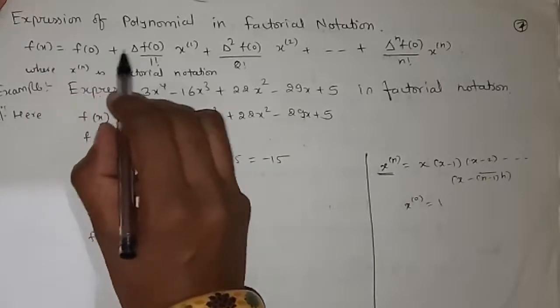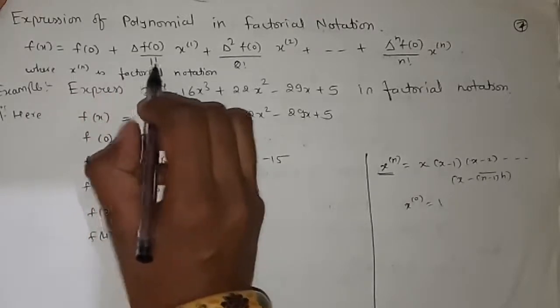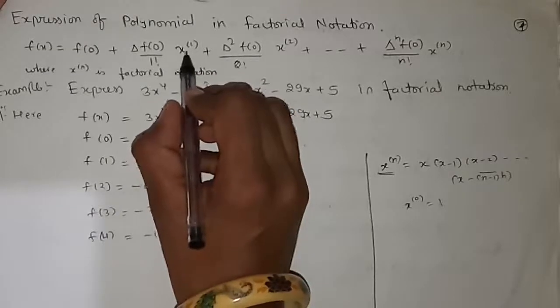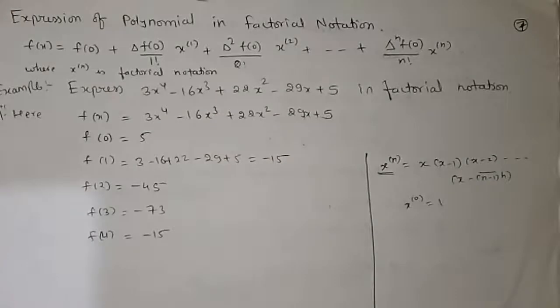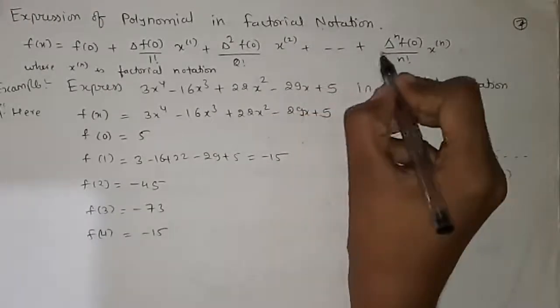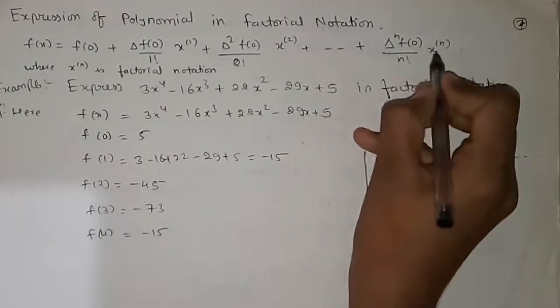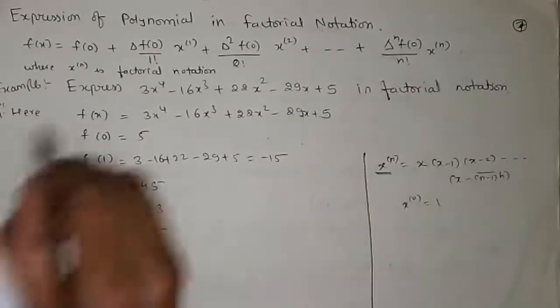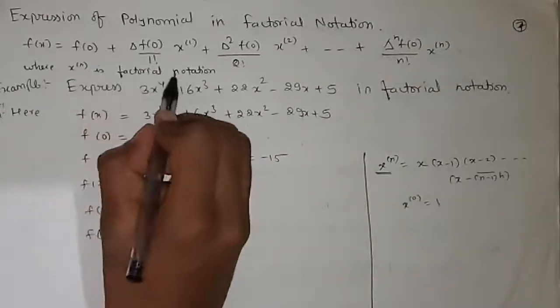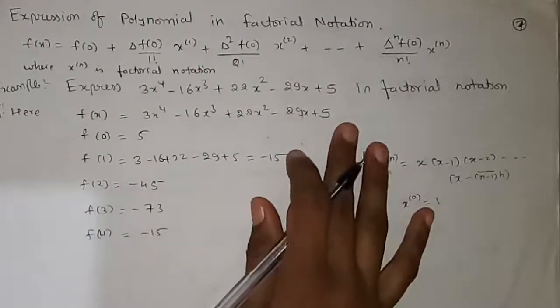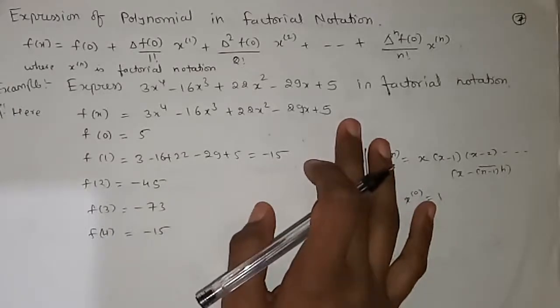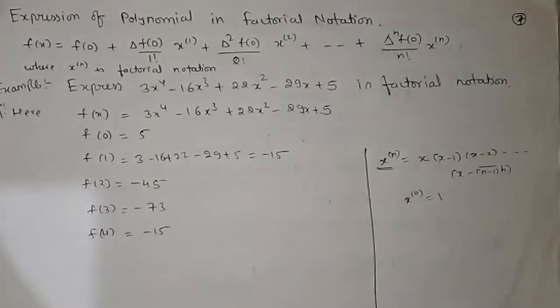f of 0 plus delta f of 0 upon 1 factorial x plus delta square f of 0 upon 2 factorial x square, up to delta raised to n f of 0 upon n factorial x to the power n in factorial notation, where x to the power n is in factorial notation. So this is the formula which we will use to express any polynomial in factorial notation. There are two ways to calculate any polynomial in factorial notation. First of all, we will see this method.